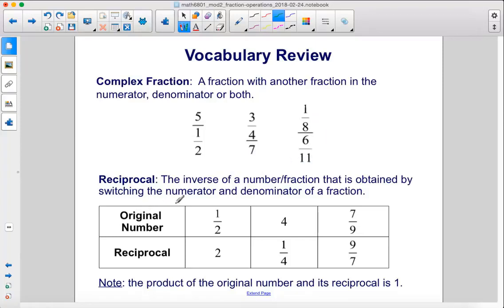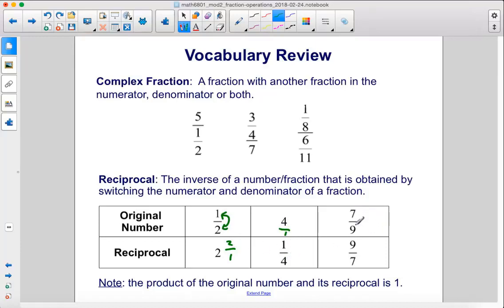The reciprocal is the inverse of a number/fraction that is obtained by switching the numerator and denominator of a fraction. If your original number is 1/2, your reciprocal is 2. You can also think of 2 as being 2 over 1. So you just swap the numerator and denominator. Here we have 4, which is also known as 4 over 1. The reciprocal becomes 1 over 4.